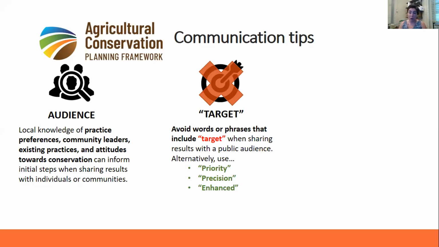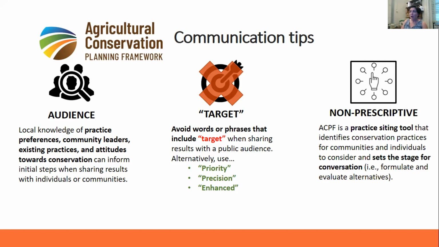The second is the phrase target. We want to stay away from this phrase when communicating with the public. Internally, this phrase is commonly used. We talk about targeted funding or targeted conservation or targeted watershed initiatives. Internally, that phrase is fine, but it has a much more threatening connotation to farmers and landowners. So you want to frame the practices or acres that are identified by ACPF as opportunities to consider rather than problems that are targeted and need to be solved. Alternatively, you could use priority acres, precision conservation, or enhanced outreach. So make sure to steer clear of that phrase when communicating to the public.